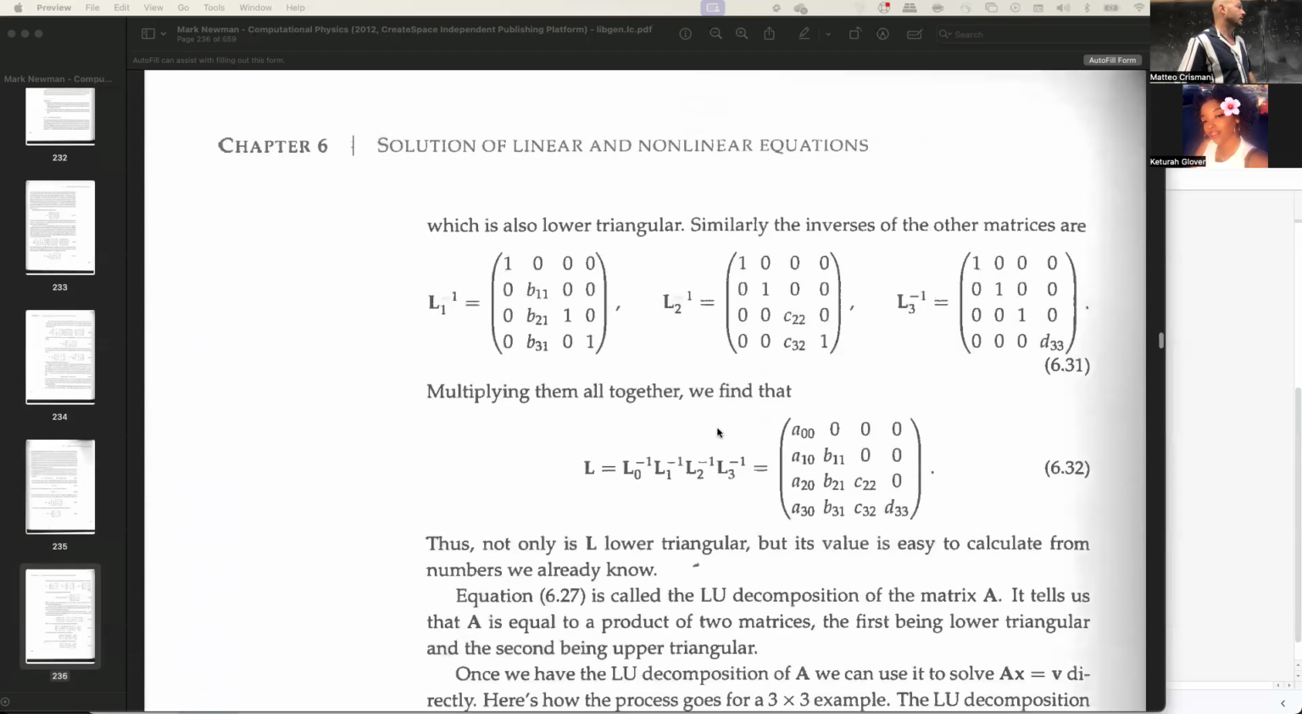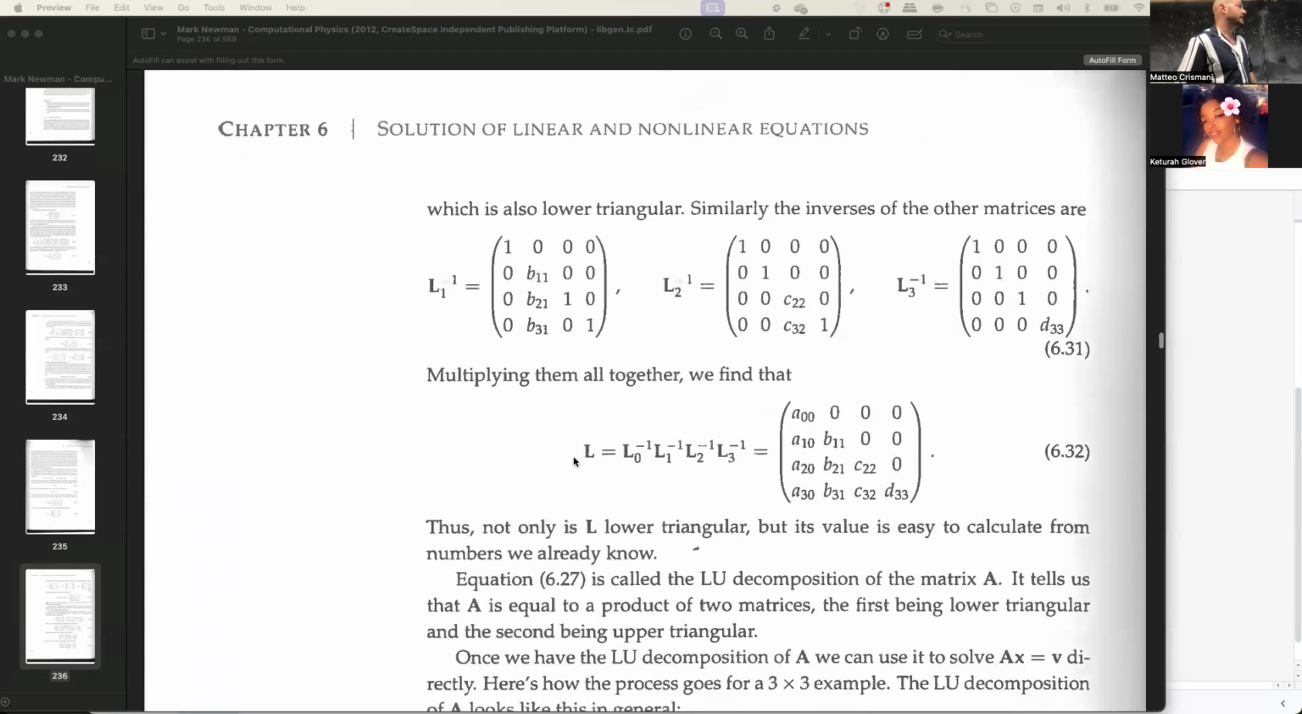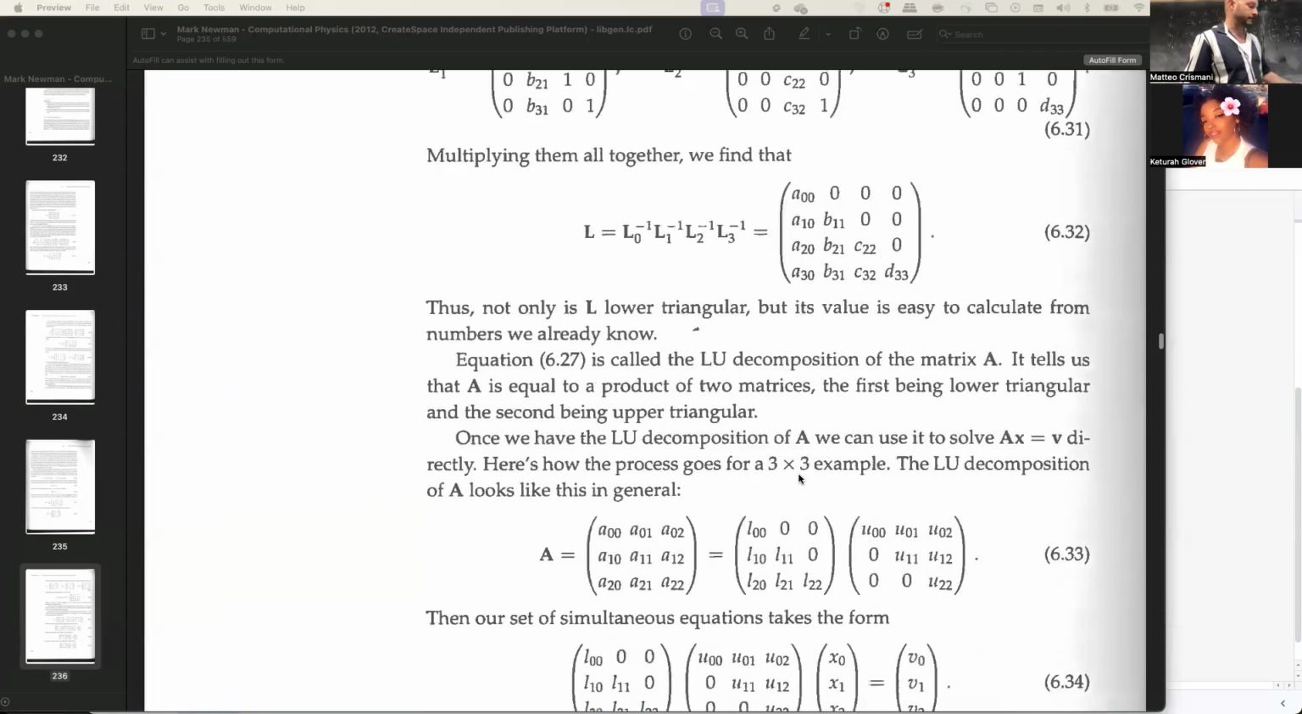If we go all the way down here, we see that L is these values from each of those individual ones that we had before. So this is the LU decomposition of the matrix A. And each one of these, D33 or C22 or B11, they all have a very specific format that's a function of whatever the original values were. Okay.